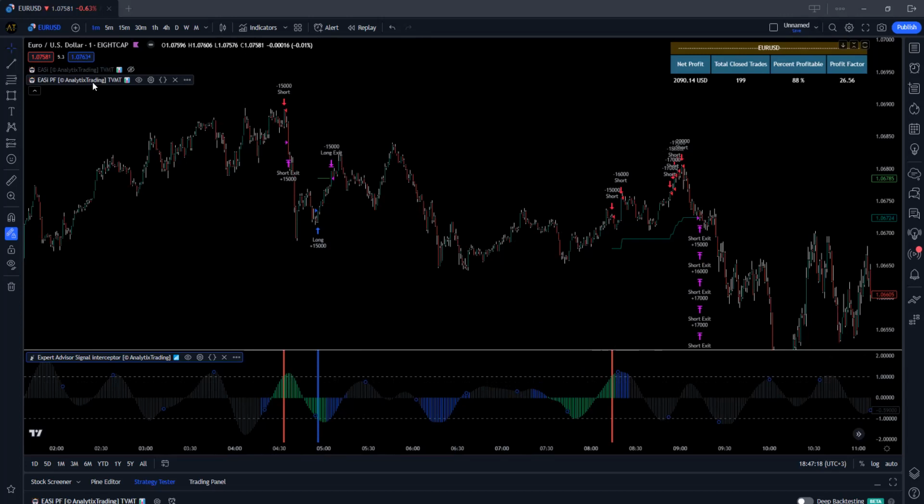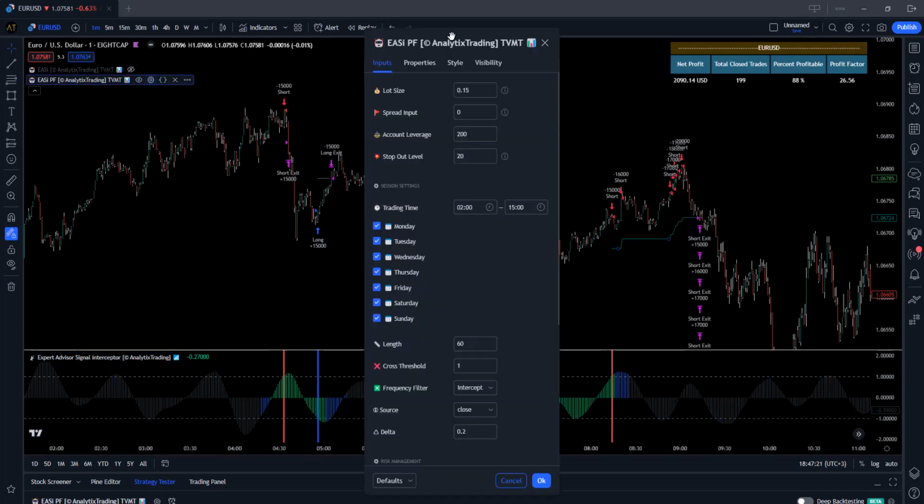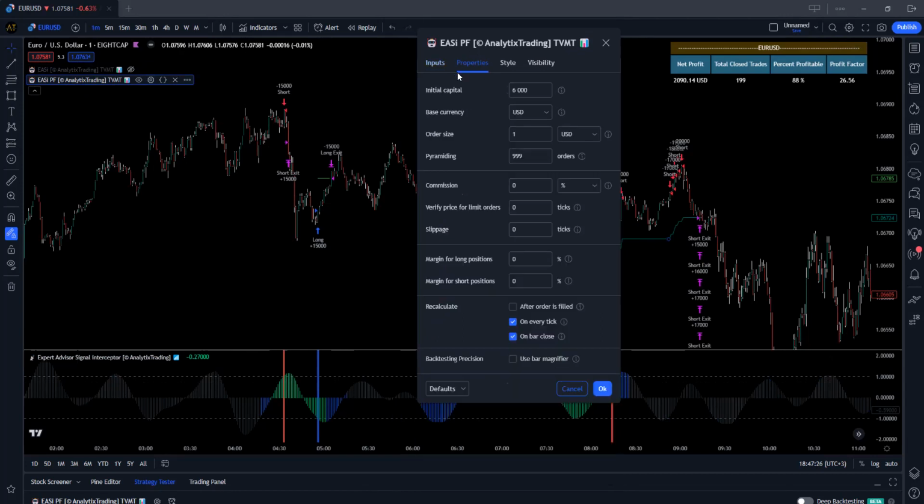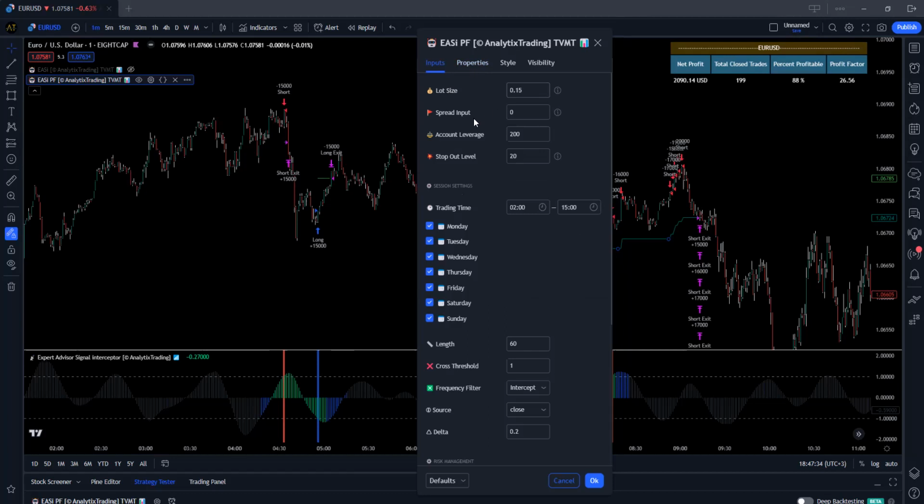Looking at the EASI PF parameter finder inputs, it's very easy to work with. Lot size, it's very simple. You want to make sure that your initial capital matches the amount that you're currently trading. Spread input, I'll hover over this. This is where you want to enter the average spread for this pair in points. If you look at your MT4 market watch on the left-hand side, next to the symbol, next to the ask and bid, there's usually the spread. Just input that here so it can be taken into account when we're looking at target profit.